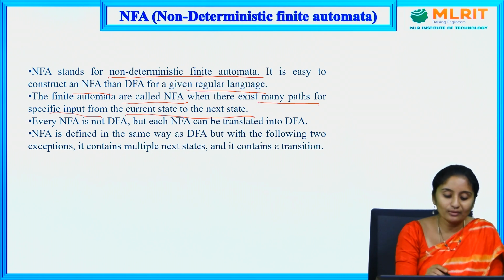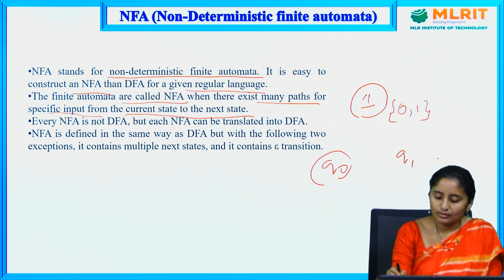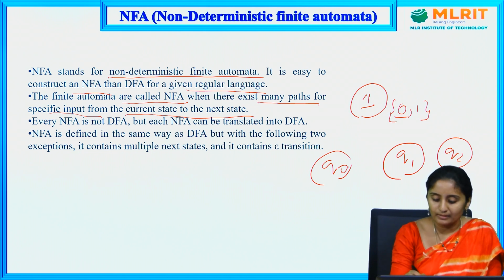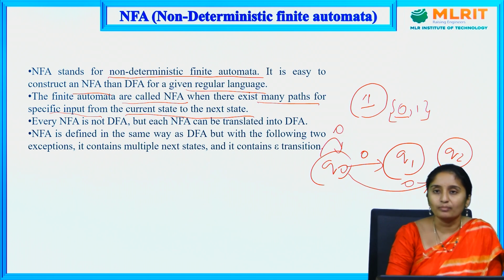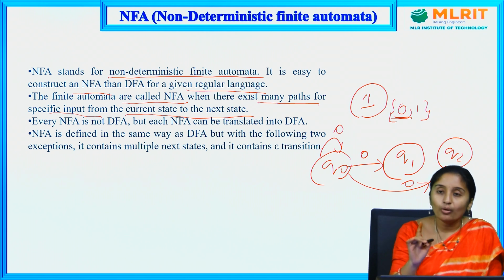Here in NFA, for each input, there can be many paths. For example, 0, 1 are the two inputs I am having, and Q0, Q1, Q2 are the 3 states. On one input, I can have multiple paths. Q0 to Q1 is one path, Q0 to Q2 is another path, and again a self loop. So multiple paths can be there for a single input. That is the difference between NFA and DFA. In DFA, we will have only one path. For each input, a single path should be there.